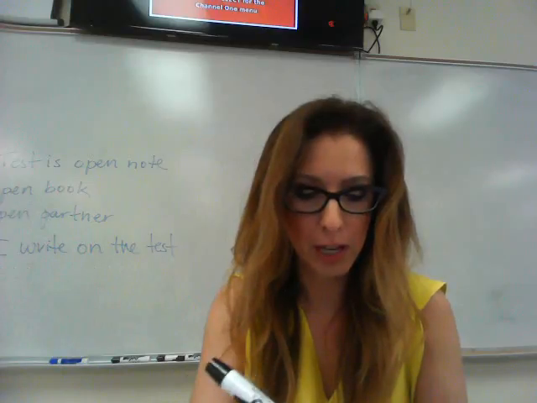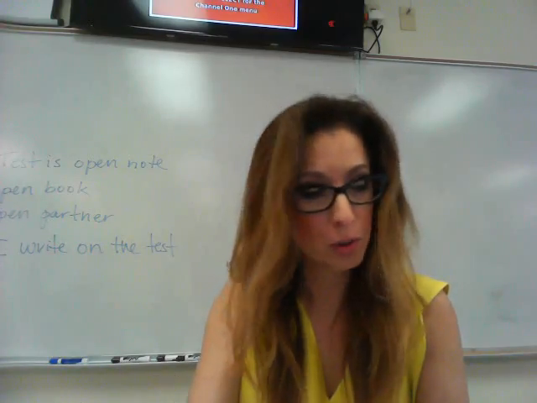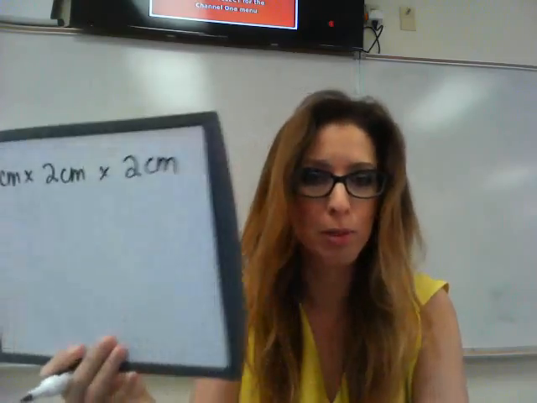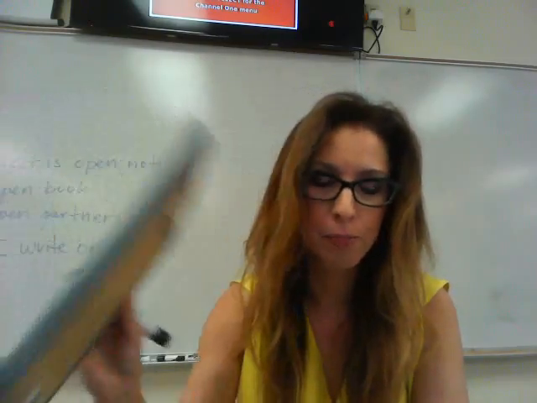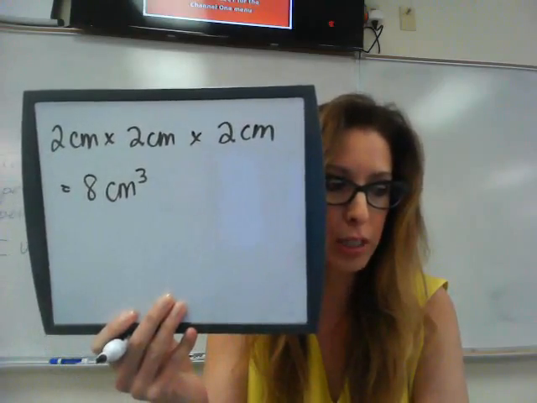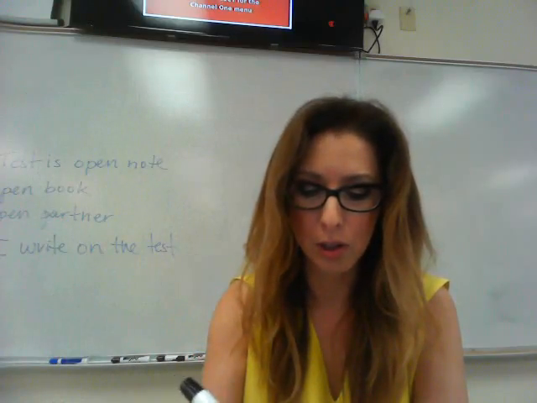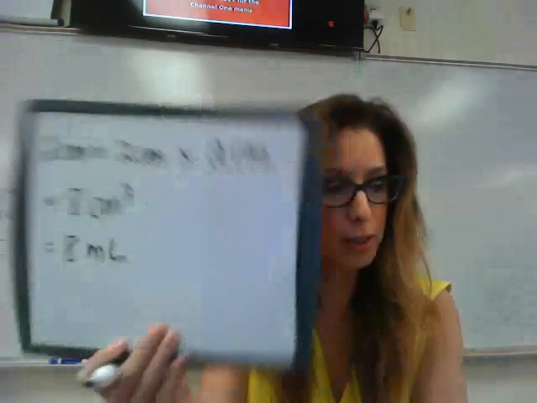Calculate the volume of a 2 centimeter by 2 centimeter by 2 centimeter cube of water. 2 times 2 is 4. 4 times 2 is 8. This is equal to 8 centimeters cubed. The centimeters cubed is your derived unit. I want to know what that volume is in milliliters as well. This is also the same thing as 8 milliliters.